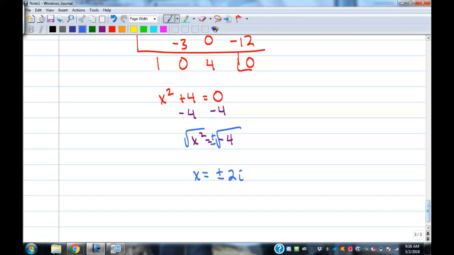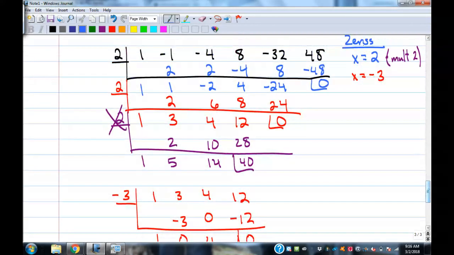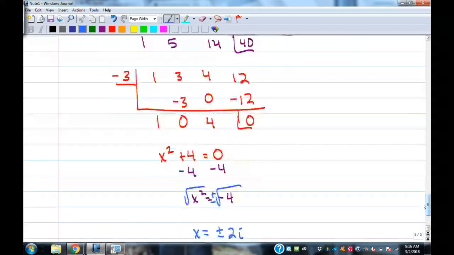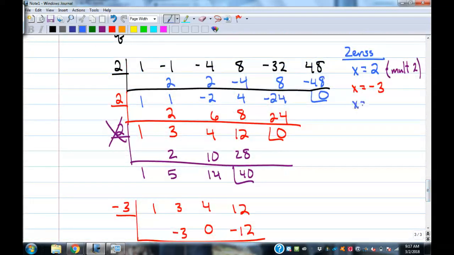But those are zeros. So that means the multiplicity on the -3 was just 1. It only happened once. Because there was a negative underneath the square root. Anytime you take the square root of a negative, the i is involved. Every time. All right. So we get x equals plus or minus 2i. So how many zeros do we have? We've got 1, 2, 3. Positive 2i is 4. Negative 2i is 5. So we have 5 zeros.